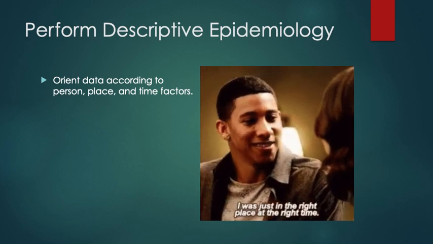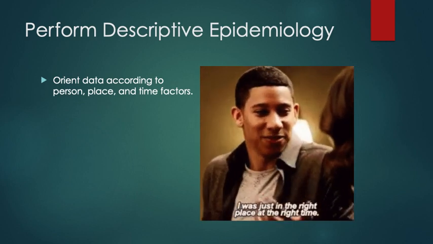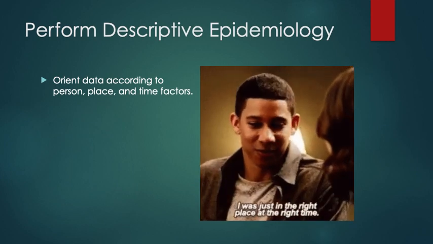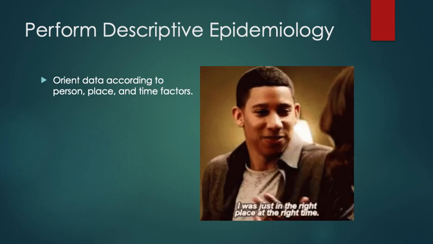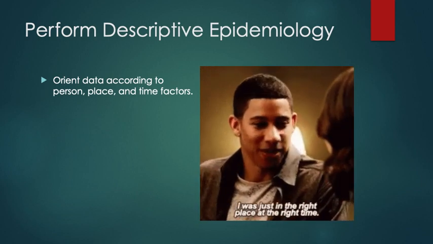The next step is to perform descriptive epidemiology. Now, this is where we're going to orient the data according to person, place, and time. And we're going to talk more about this later. But we're going to be looking at what percent of the population has this disease in this period of time.